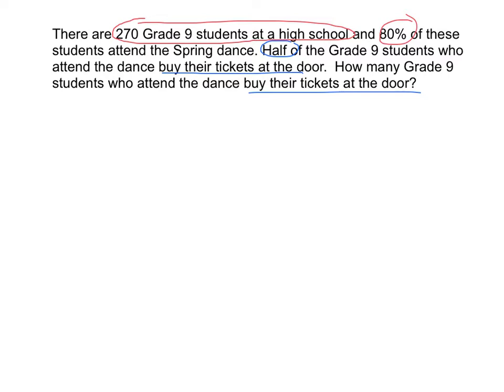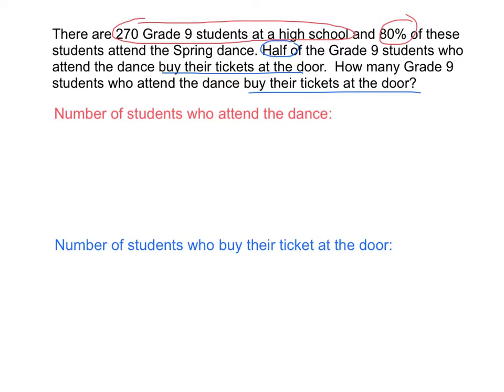So for today's lesson, we're going to use equivalent ratios to solve this problem. Recall that a ratio is a comparison between two quantities. So first we need to figure out what are the two quantities that are being compared. Let's break down this question. There are actually two different things that we need to find out. First, we need to figure out how many students actually attend the dance, and then we need to figure out, of these students, how many of them buy their ticket at the door.